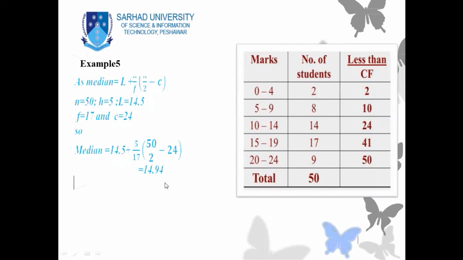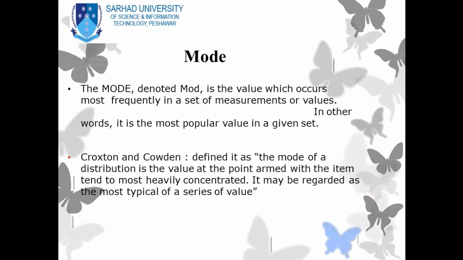The median is 14.94. Now the last measure of central tendency is the mode. The mode, denoted by Mo, is the value which occurs most frequently in a set of measurements or values. In other words, it is the most popular value in a given set. Croxton and Cowden define it as the value at the point around which the items tend to be most heavily concentrated. It may be regarded as the most typical value of a series.